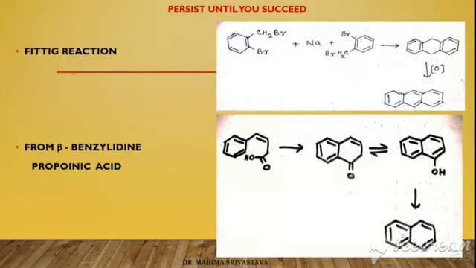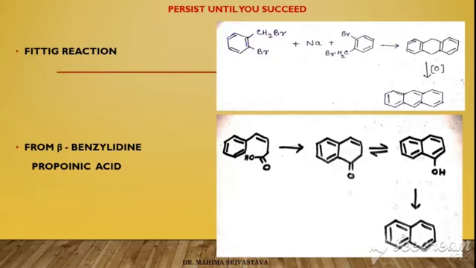The next method of synthesis is the Fittig reaction, and the Fittig reaction is quite easy to understand. The Wurtz-Fittig reaction is not a new reaction for you, as is easily seen: the condensation of the two aryl reactants takes place in the presence of sodium and a saturated ring is obtained, which on oxidation becomes unsaturated, thereby getting converted into anthracene.